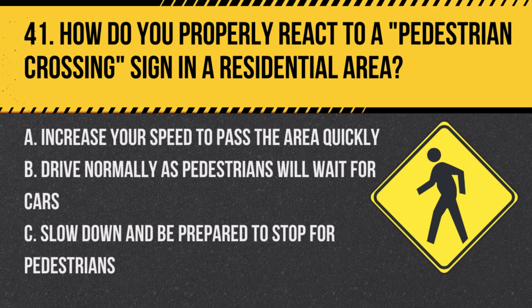Question 41. How do you properly react to a pedestrian crossing sign in a residential area? A. Increase your speed to pass the area quickly. B. Drive normally as pedestrians will wait for cars. C. Slow down and be prepared to stop for pedestrians. Answer. C. Slow down and be prepared to stop for pedestrians. Drivers should always be ready to yield to pedestrians in marked crossing areas.